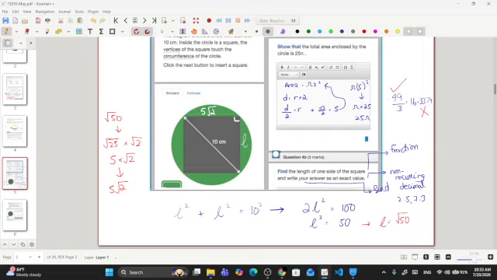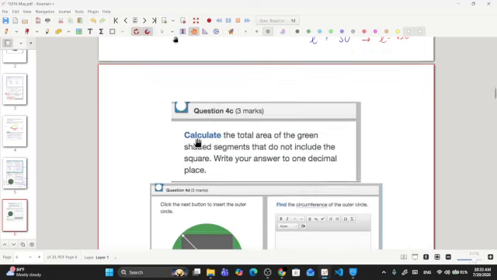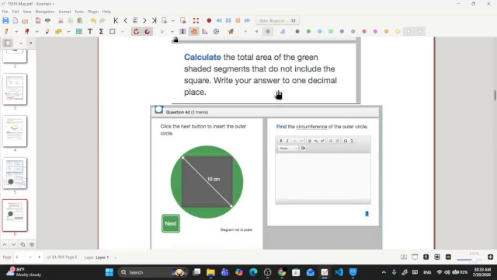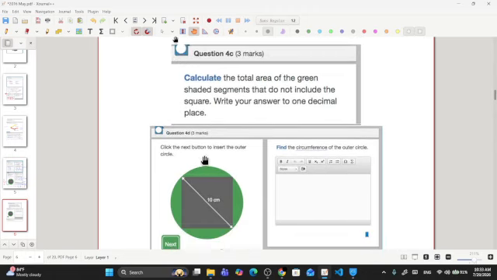Should we move forward now? Okay. Calculate the total area of the green shaded segments that do not include the square. Write your answer to one decimal place. Okay, this is part C. All right.